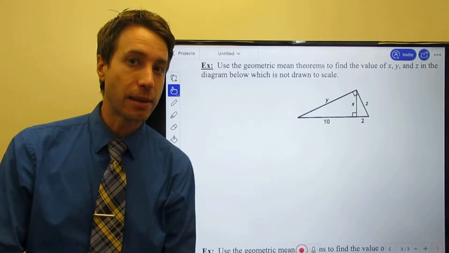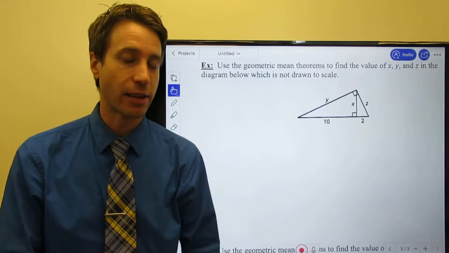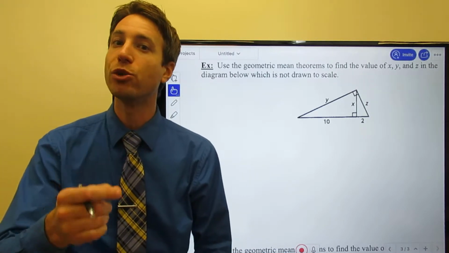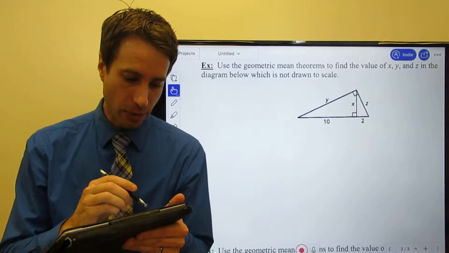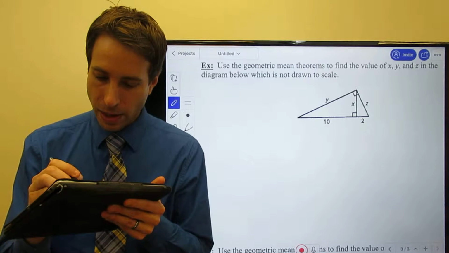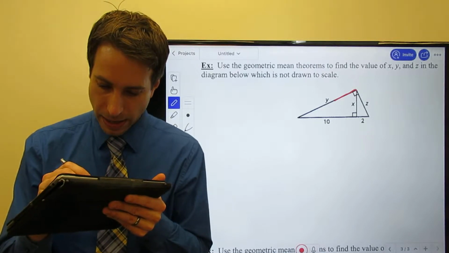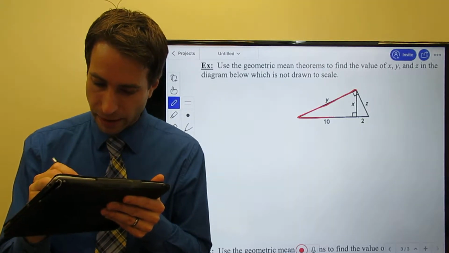Please do not think you need to memorize those geometric mean theorems. You do not need to memorize them. All you need to do is have three different colors. Here we go. My large triangle, I will do in red. There's my large triangle right there.